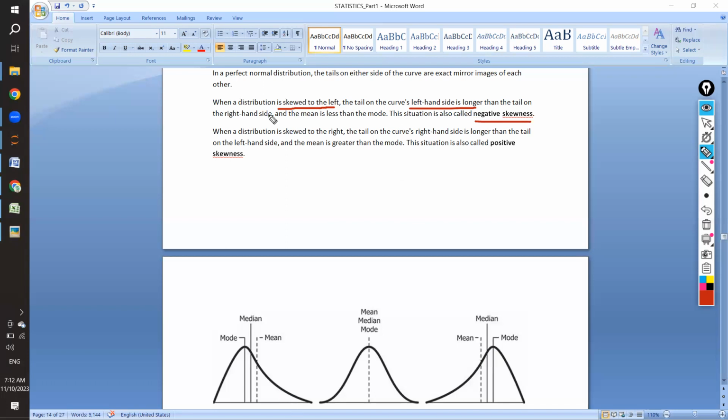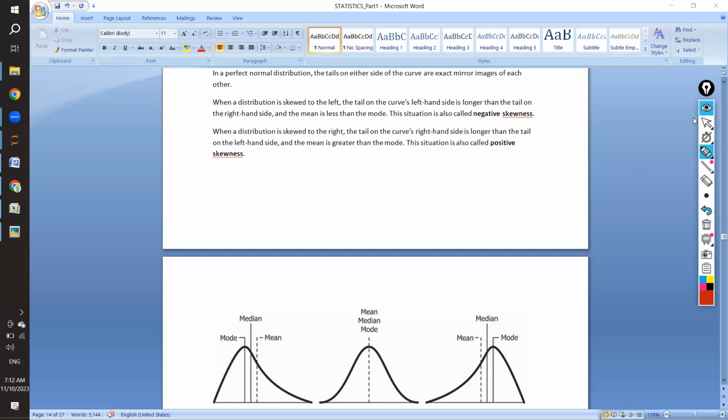As you can see, in left-side skewed, the mean is less than the mode. That means the mean is shifting in this direction, and the mode is staying over there only. Coming to the right-side skewed, the right side will be longer, the tail of the left-hand side will be the same, and the mean is greater than the mode. This is called positive skewness.